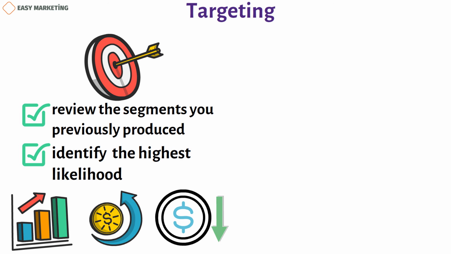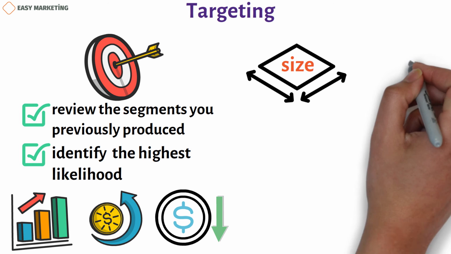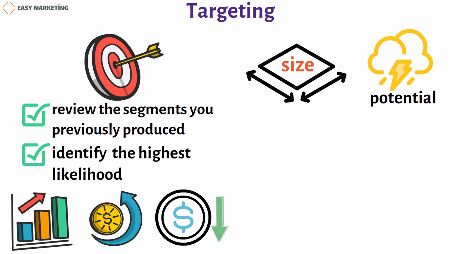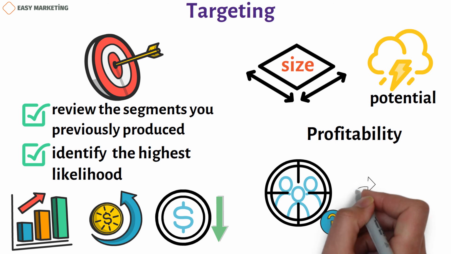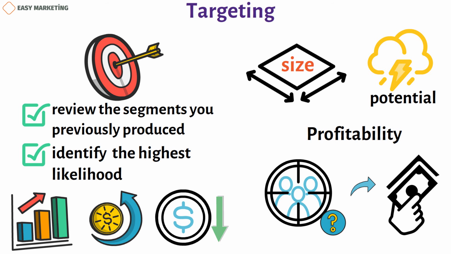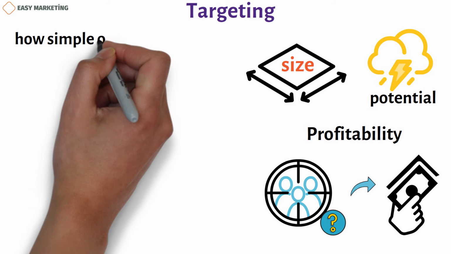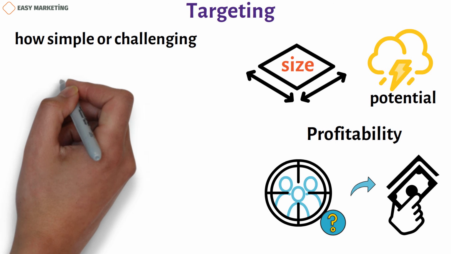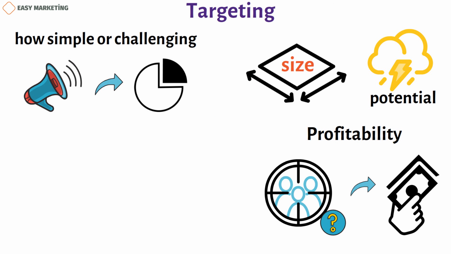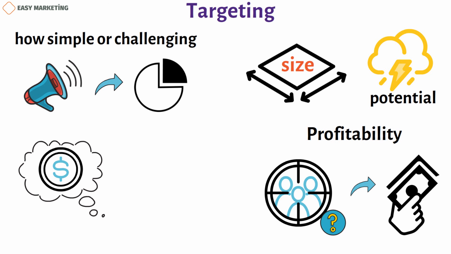Size. Take into account the size of your market and its potential for future expansion. Profitability. Take into account which of your target markets are most willing to pay for your goods or services. Find out the average lifetime value of each segment's customers and compare them. Reachability. Take into account how simple or challenging it will be for you to market to each segment. Think about each segment's customer acquisition costs.